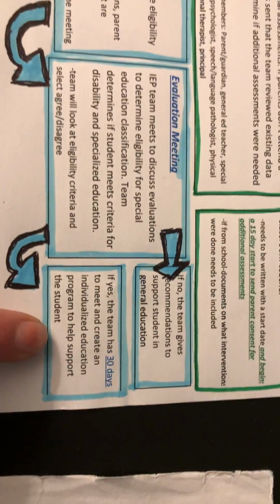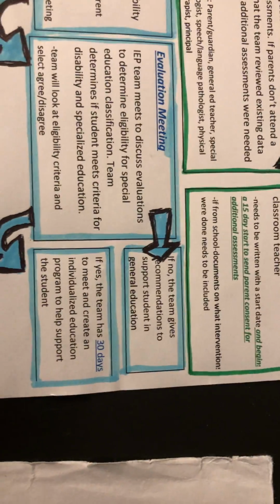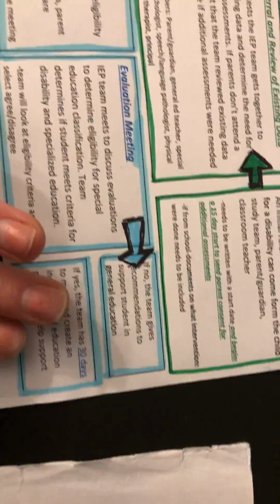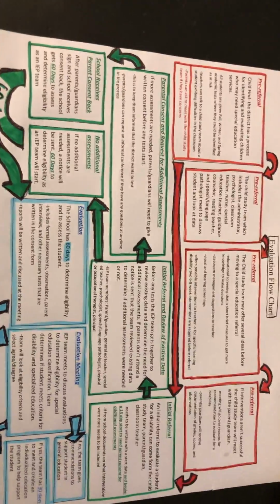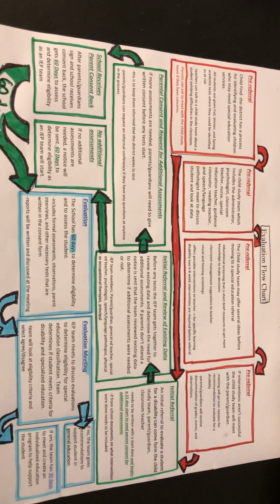If we determine that the student is eligible for specialized education, we have 30 days to meet again and create an IEP or an individualized education program to help support the student, which is another meeting. Sometimes they have it in the same meeting. It kind of just depends. But over this whole process, it is your right to call a meeting whenever you need, informal conference. That is your right, and I want to make sure that you feel comfortable asking questions, saying concerns throughout the whole process.